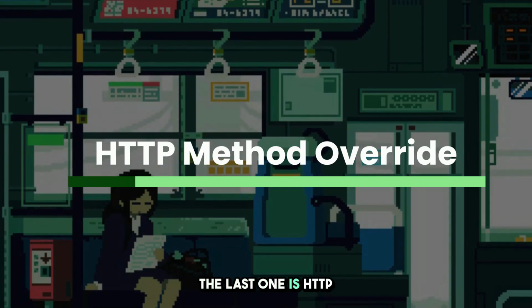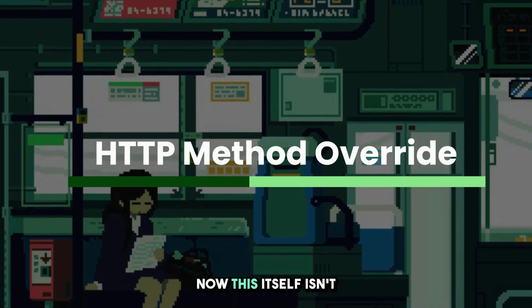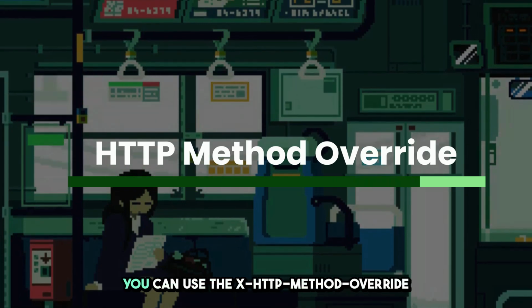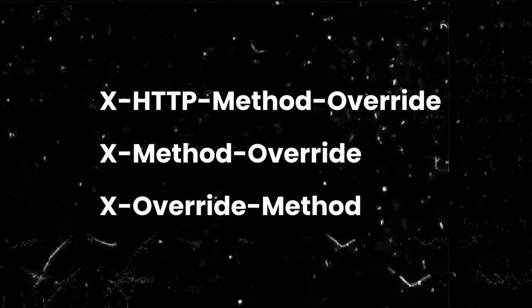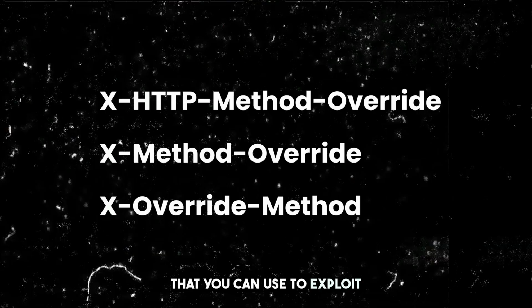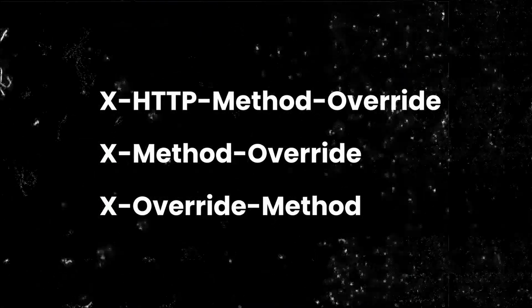The last one is HTTP method override. Now, this itself isn't a particular vulnerability, but there are some particular headers that you can use, like X-HTTP-Method-Override or X-Method-Override or X-Override-Method. These are a few headers that you can use to exploit cache poisoning as well. So we're going to look at this report.